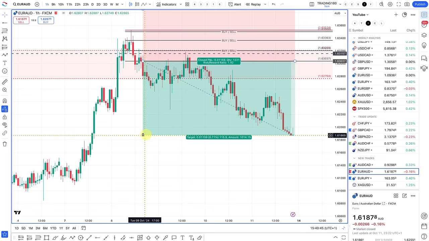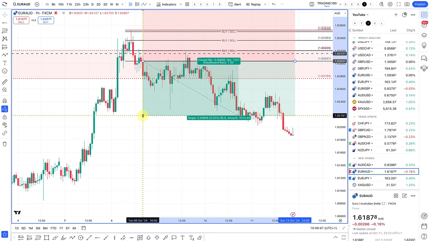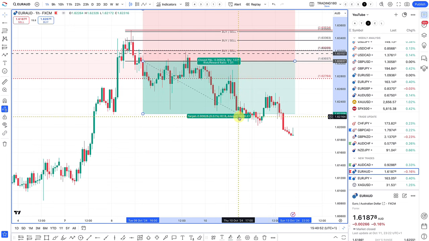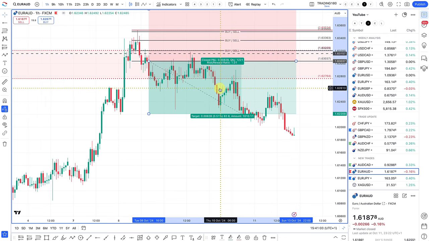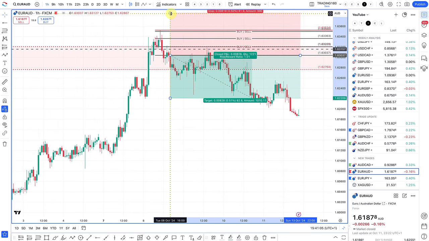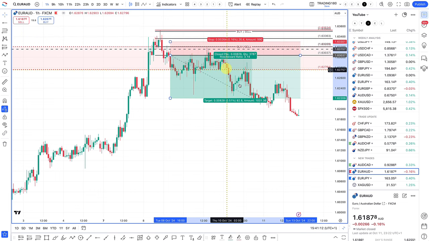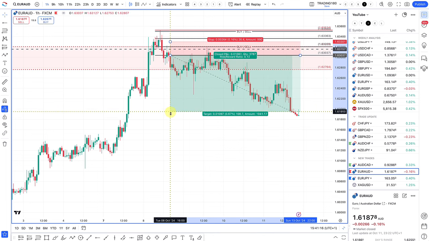So what I did was when I reached the 1-to-1, which was around here, on the Thursday, I took 50% off, right? So now I've taken 50% off. This is a break-even trade. I can't lose. In fact, it's a profitable trade now because I've trailed my stop down to here. So taking 50% profits off, trailed my stop down to here, so now this becomes a profitable trade. Can't lose from this position.